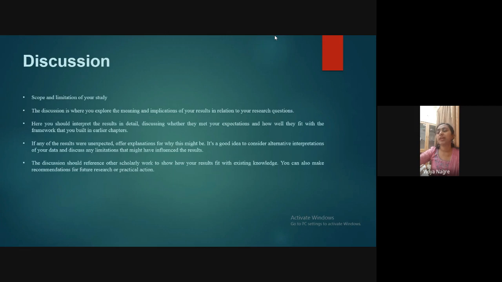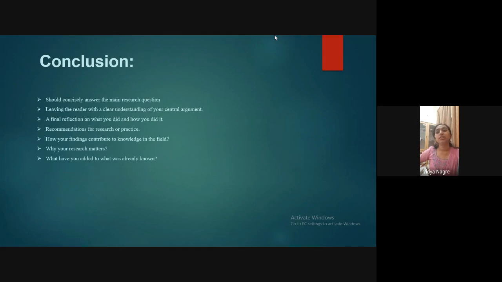It is a very good idea to always consider alternative interpretations of your data and discuss any limitations that you are facing. Here, the upcoming research scholars also get a scope. Whatever your limitation is might be a new opening door for the researcher to explore more in a new study. Next slide, please. This is the conclusion section where you have to conclude your research.